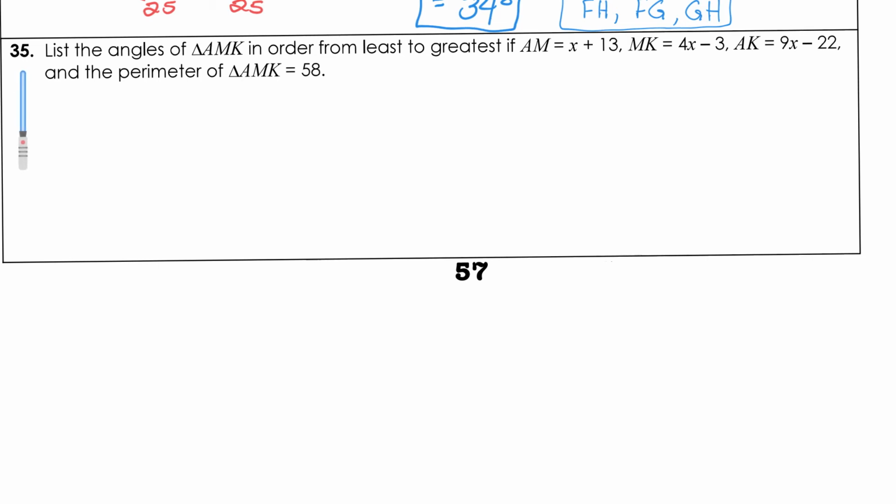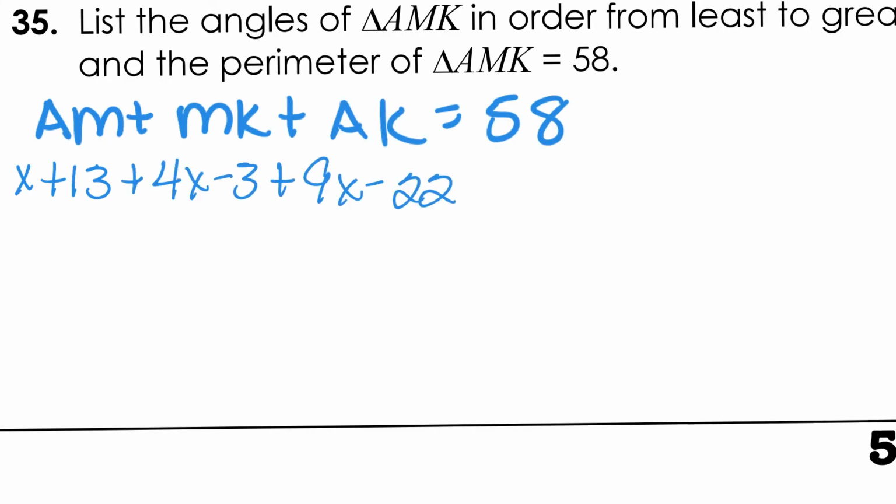And so now we list the angles of triangle AMK in order from least to greatest, where you have the length of each of these sides. Just like I said, if we're given a perimeter, that means you would add up all 3 of the sides and set it equal to the perimeter. So let's do that. Now that we have our equation, we did all the substitution, now we can go ahead and solve.